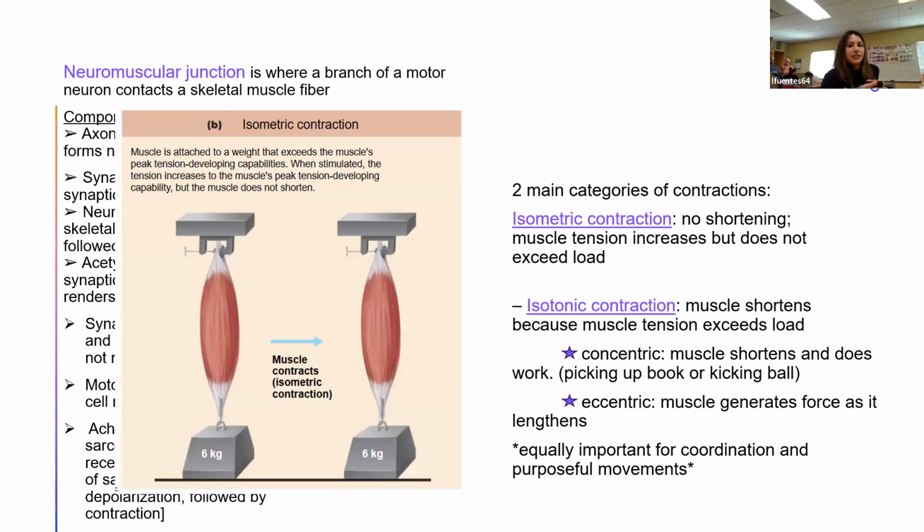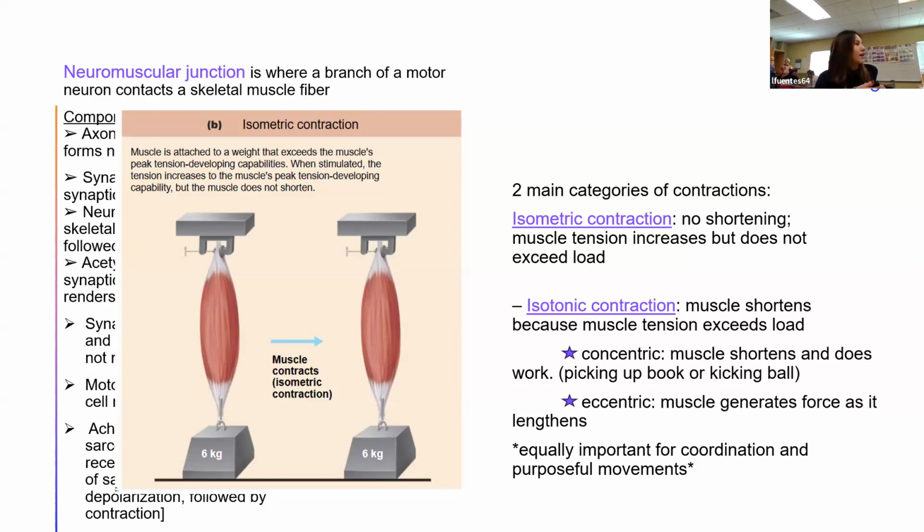And then isotonic contraction, the muscle shortens because the muscle tension exceeds the load. And then there's two specific types or characteristics. Concentric, the muscle shortens and does work. So when you pick up a book or you're kicking a ball, your muscles are going through concentric contraction. And then eccentric, the muscle generates force as it lengthens. And then both of these, isometric and isotonic, are equally important for coordination and purposeful movements.